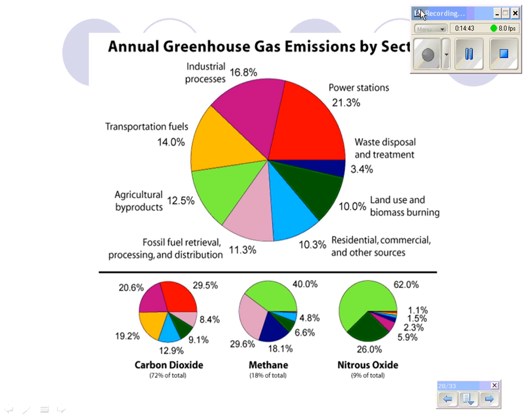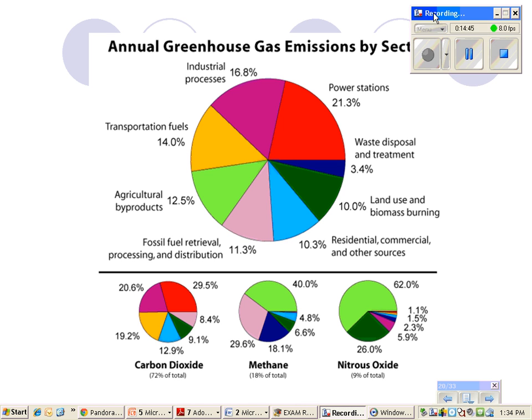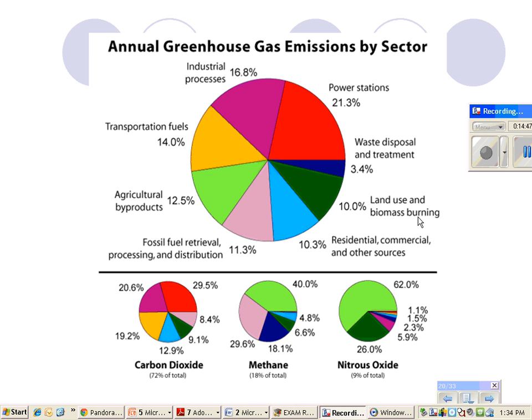Here we have our annual greenhouse gas emissions. And you can see carbon dioxide versus methane, nitrous oxide, and you can see where they come from. You should know that a lot of our air pollutants originate from transportation, and then we have our industries.